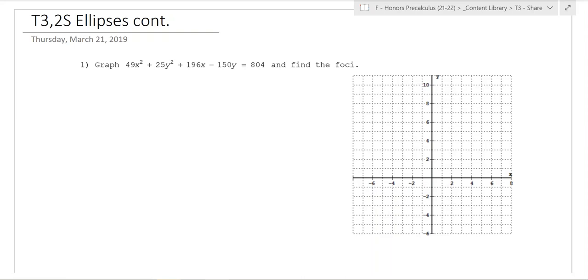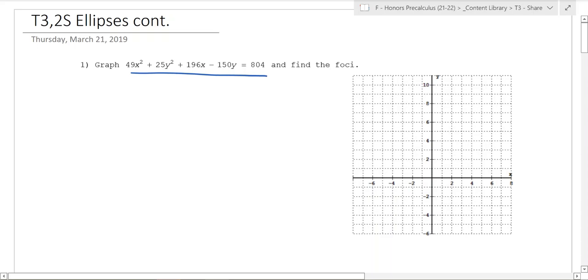Let's graph this ellipse. This is not in the form we want it to be in, so we're going to have to rearrange and do some completing the square. The first thing we'll do is factor out a 49 from the grouping of x terms. So if you factor out a 49, you end up with this.